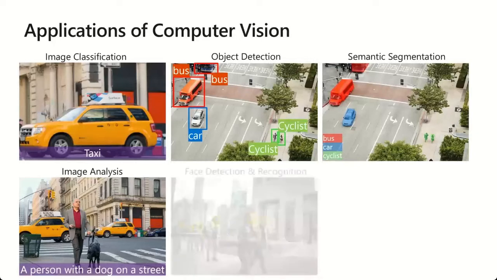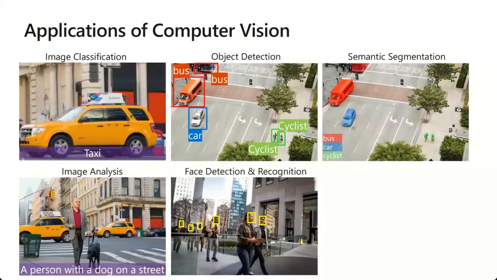We have face detection and recognition. It's used to, for instance, identify human faces, but it can also be used to identify facial features such as gender, emotion, age, and it can also be trained on a specific group of people.